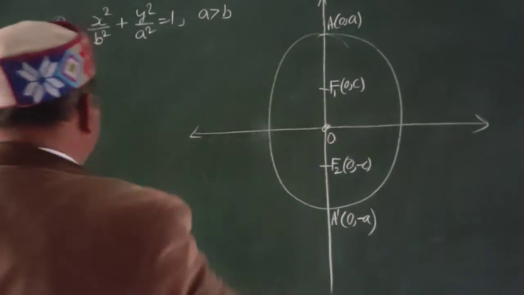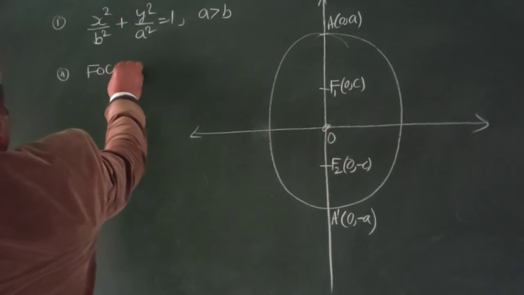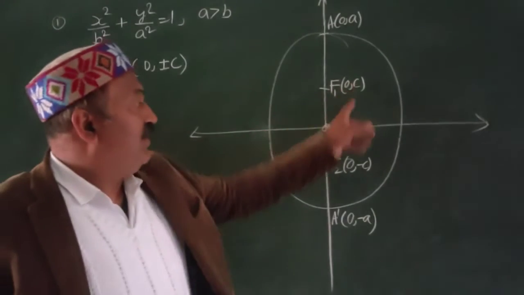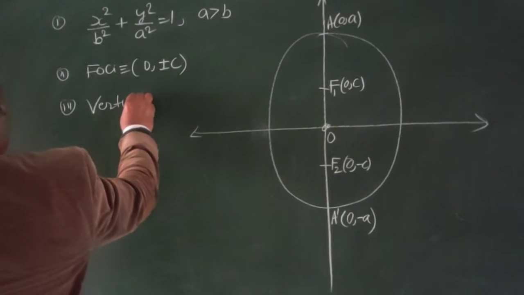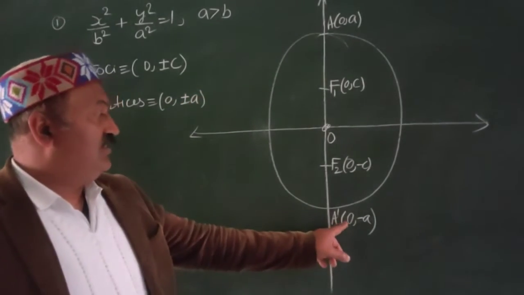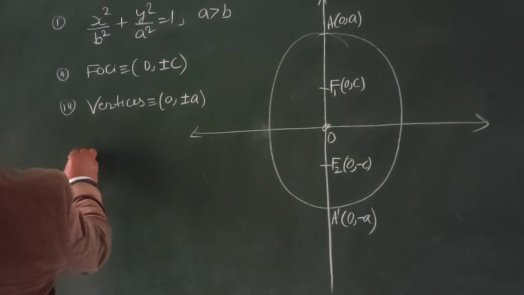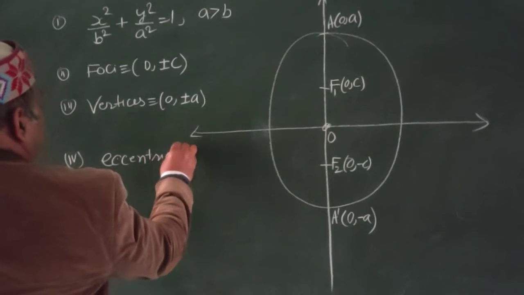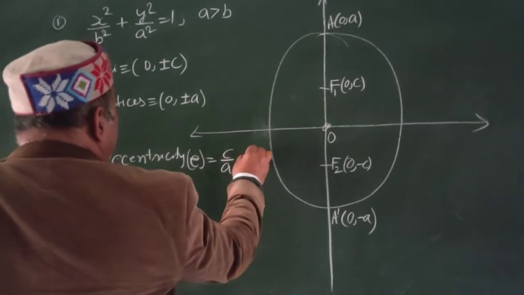अब जो है मेजर एक्सिस जो है वो वाई एक्सिस के ऊपर है. तो सबसे पहले the coordinates of foci, फोकाइ हो जाएंगे (0, ±c), +c और -c। वर्टिसेस हो जाएंगे (0, ±a)। These are the vertices (0, -a) and (0, +a)। एक्सेंट्रिसिटी हो जाएगी इसकी, e will be equal to c upon a, which is always less than 1.